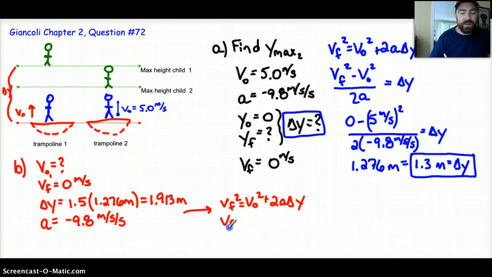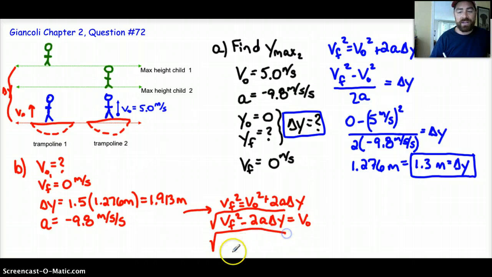That becomes Vf squared minus 2a delta y is equal to V naught squared. I'll need to remember to take the square root of both sides, and so my expression for the initial velocity of the first child is the square root of Vf squared minus 2a delta y. Let's go ahead and substitute some numbers in now into that expression.